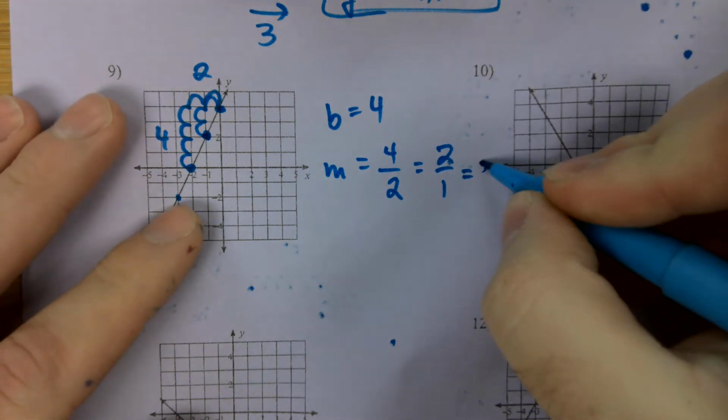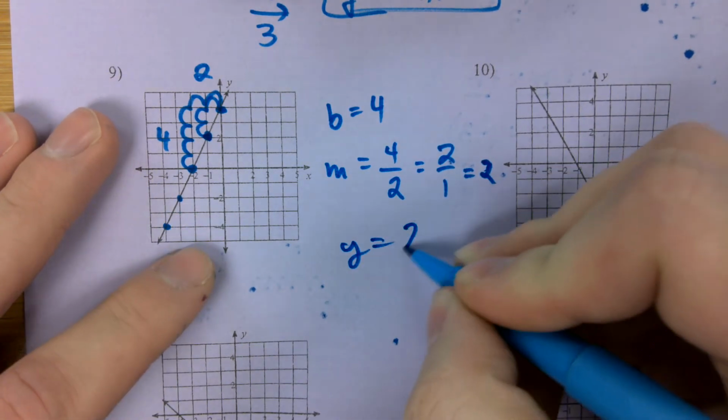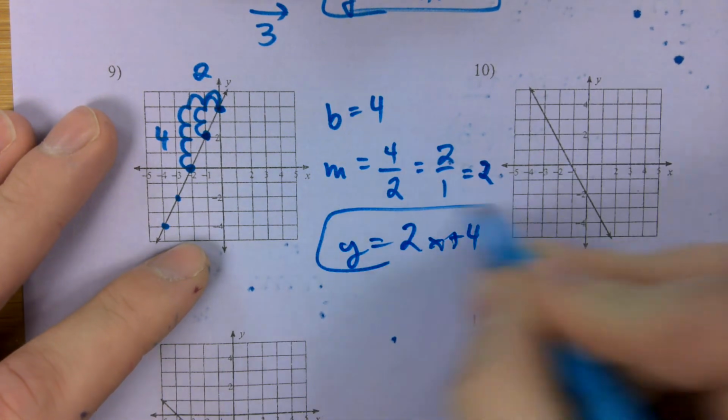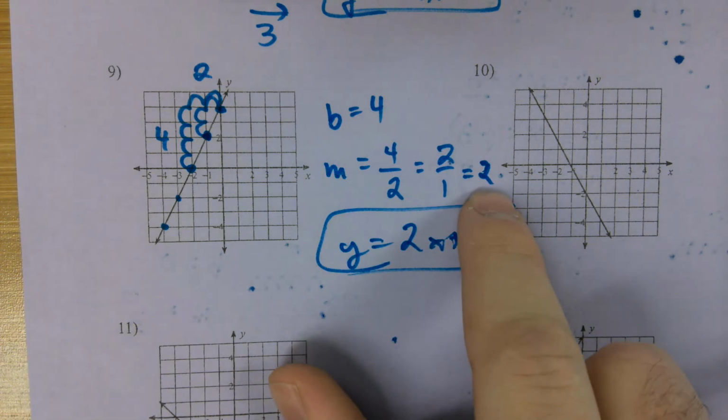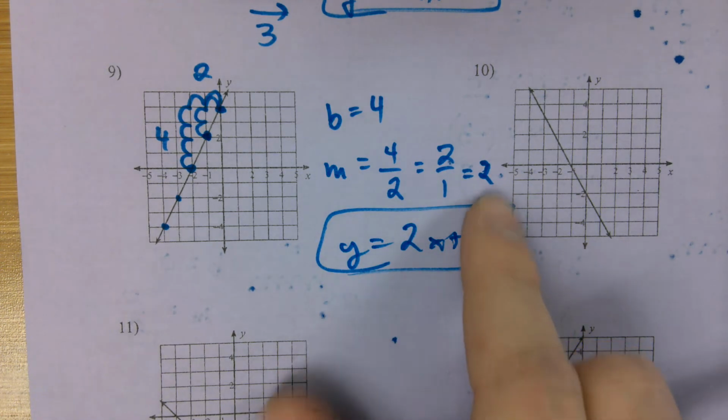2 over 1 simplifies to 2. y equals 2x plus 4. What if I did 4 over 2? You'd still get 2. 4 divided by 2 is 2. Oh, so you just simplified it? Correct. That's what I'm saying.